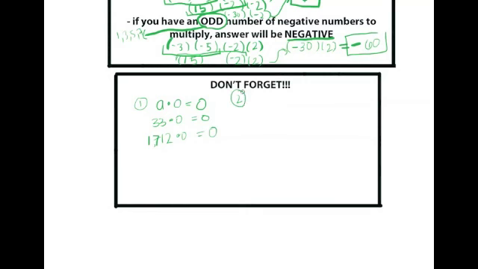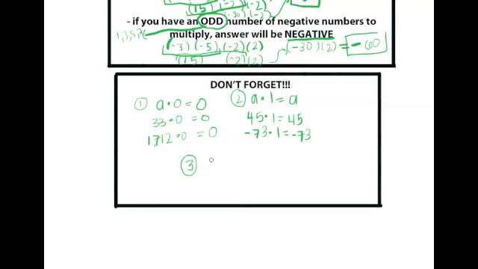Okay. Some other ones not to forget. Any number times 1 is just itself. So if I had 45 times 1, it's just 45. Maybe -73 times 1. Remember, even though it's negative, it's just itself. So any number times 1 is itself.